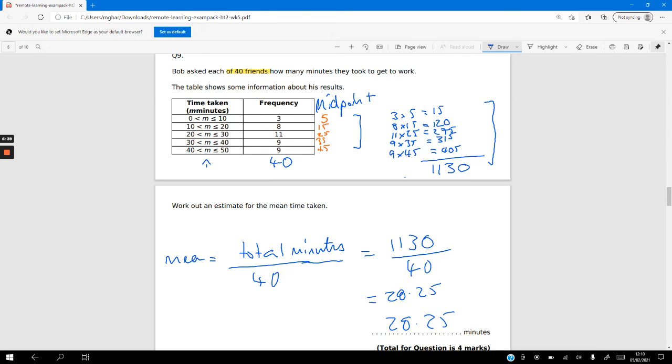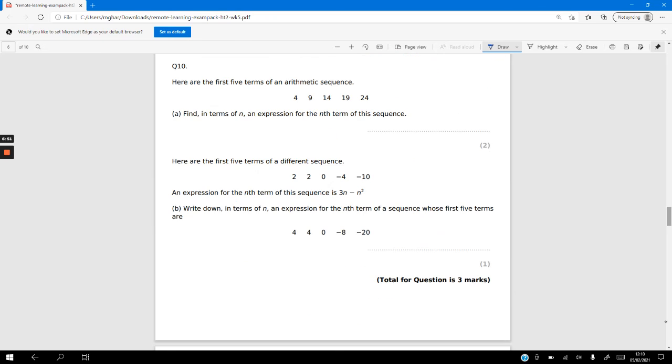Okay, now I still get 1,130, and I divide that by 40, and I still get 28.25. So that's perfect. Okay, one more question to have a look at. Now, the first question here, we should be comfortable with.